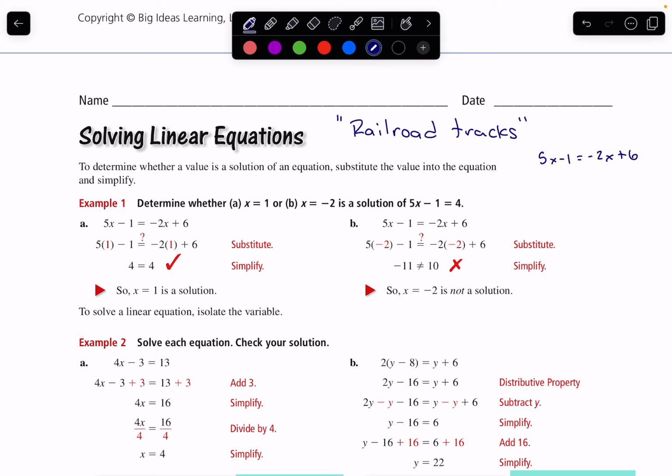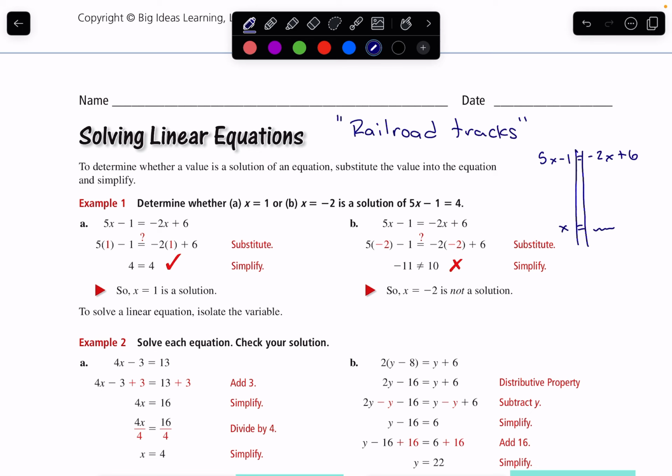To solve this equation, I would need to get the x by itself. And you would use a method that we referred to as railroad tracks to move things from one side to the other side until eventually you're left with x equals something. That's what a solution to an equation is. A solution to an equation is a value that when you plug it in for the variable, it makes the equation true.